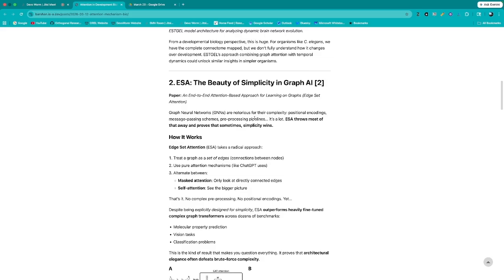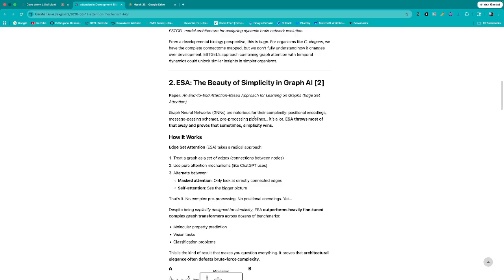Graph neural networks are notorious for their complexity: positional encodings, message passing schemes, pre-processing pipelines. That's a lot. I think one important point here is that we'll use a positional encoding, and that makes the network static in a lot of ways, because you either give a specific data set of positional encodings or hard code them, and there's no spatial variation there necessarily.